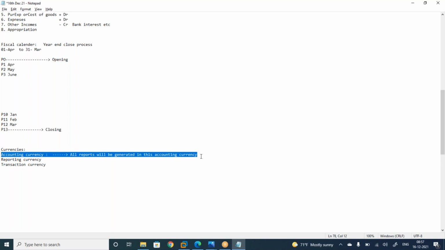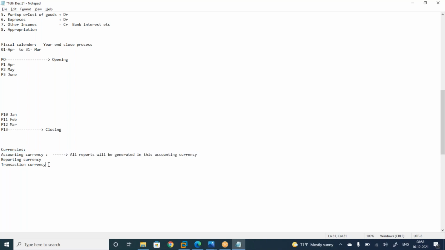It means if you are running your business in India, every transaction will be in INR only. If your friend asks you, give me 100, you don't think he is asking for $100. You will think he is asking for 100 in Indian rupees. Am I right? Agree? Yes. So all reports are in accounting currency.